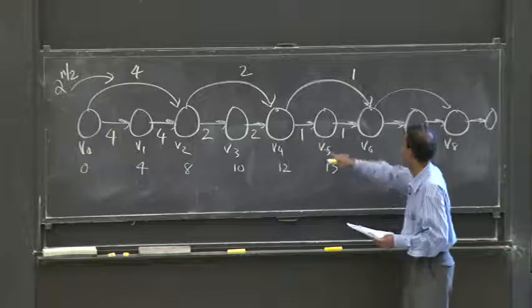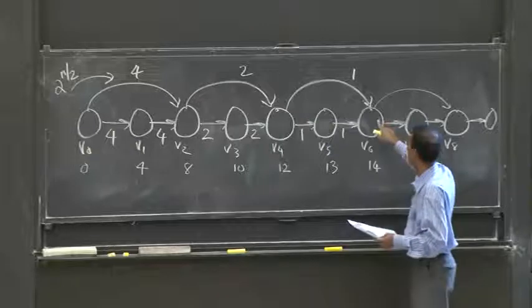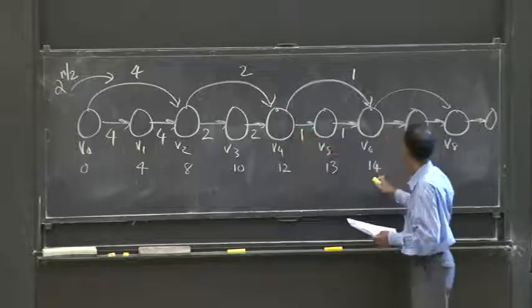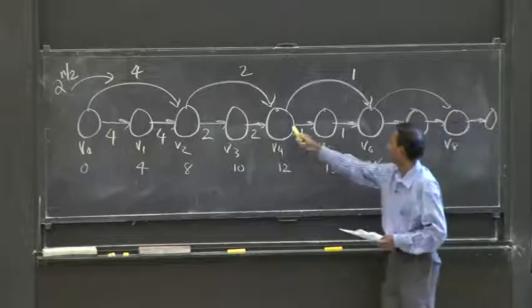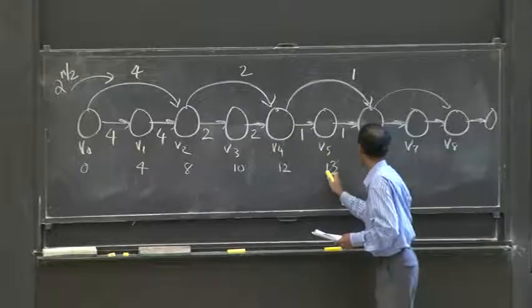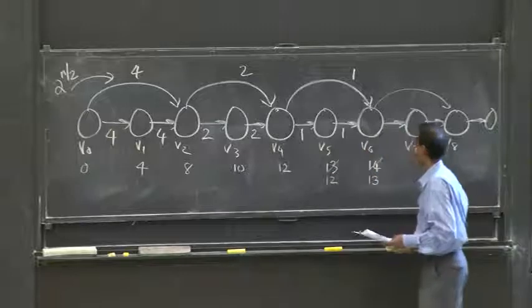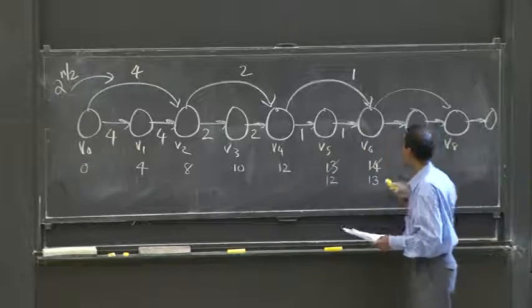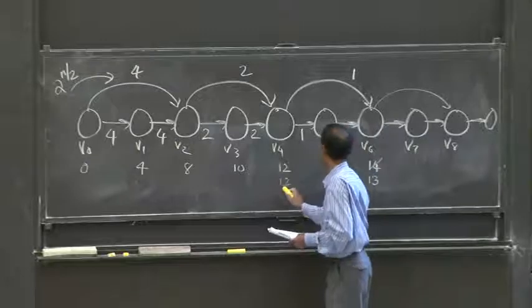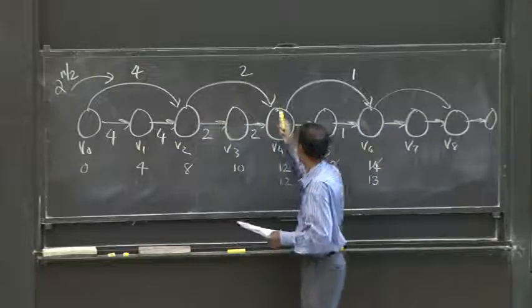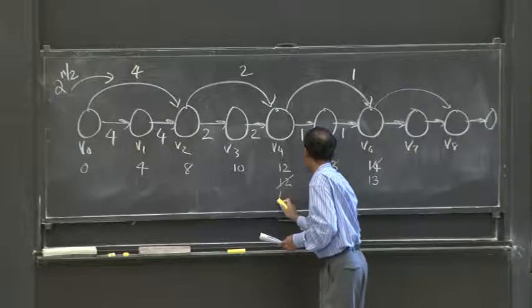You see 14, and let's say you relax this edge. You see that 12 and 14, you turn that into 13, right? And then when you relax this edge, this turns into 12, okay? So you go through that process. Now this one stays 12, but now you relax this edge, and so this 12 becomes 10.